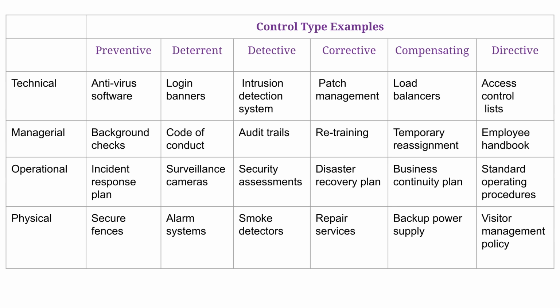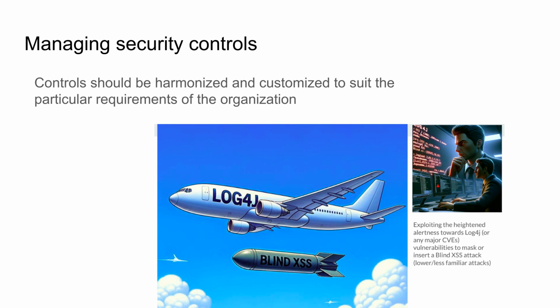Each organization may use a different mix of these controls, tailored to its unique needs and risks. It's crucial that all security controls function cohesively and are regularly updated to fit the current context. For instance, during the Log4j vulnerability crisis, many organizations prioritized addressing this specific threat, sometimes at the expense of other controls. This shift in focus led to unintended consequences, such as attackers combining Log4j exploits with blind cross-site scripting payloads.